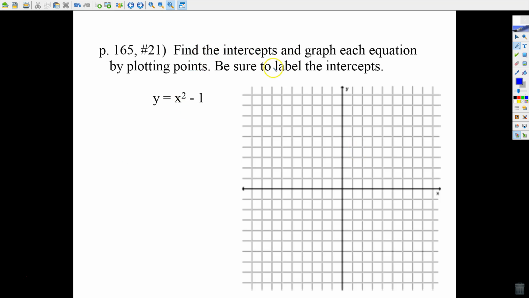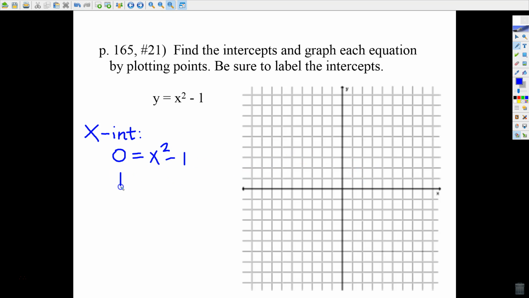So the instructions read like this: find the intercepts and then graph each equation by plotting points. So let's tackle this first little phrase, find the intercepts. And let's start with the X-intercept. You recall that just means if this graph crosses the x-axis, where exactly does it cross the x-axis? And the way we find an X-intercept is we replace y in this equation with 0, and then we solve. So once again, I'll just say that again. If you want to find an X-intercept, just let y be 0 and solve the equation.